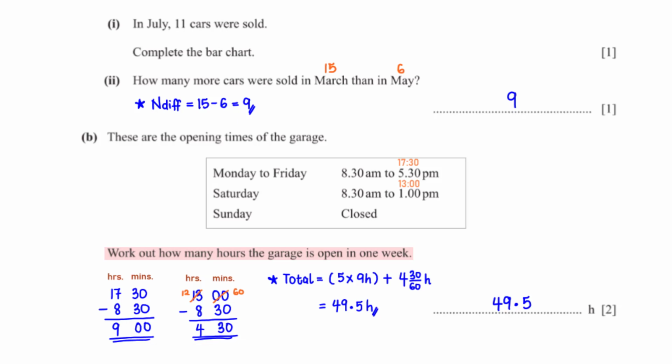The garage does not open on Sunday, so that will be 0 hours. So the total number of hours for the week would be 5 times 9 hours for the weekdays plus 430 over 60 hours for Saturday. When we type this into the calculator, we get 49.5 hours.